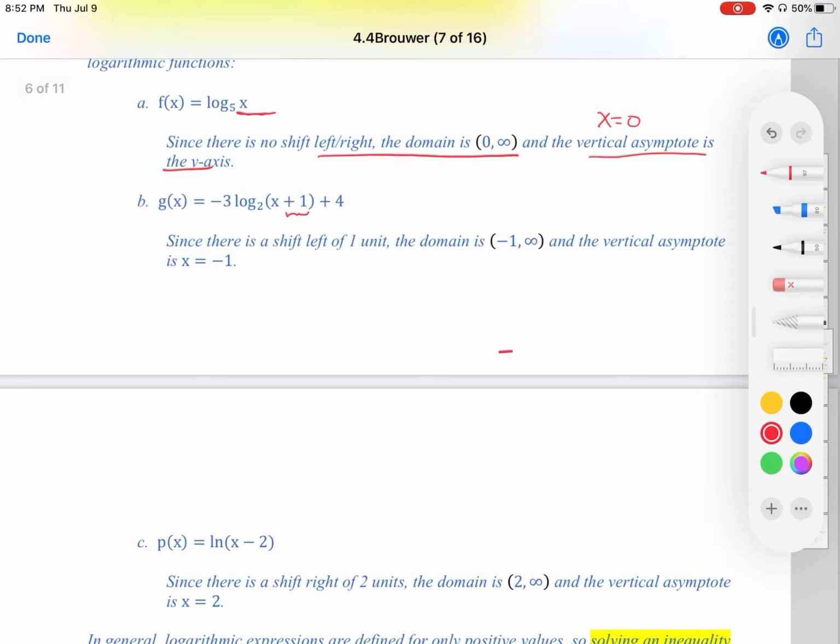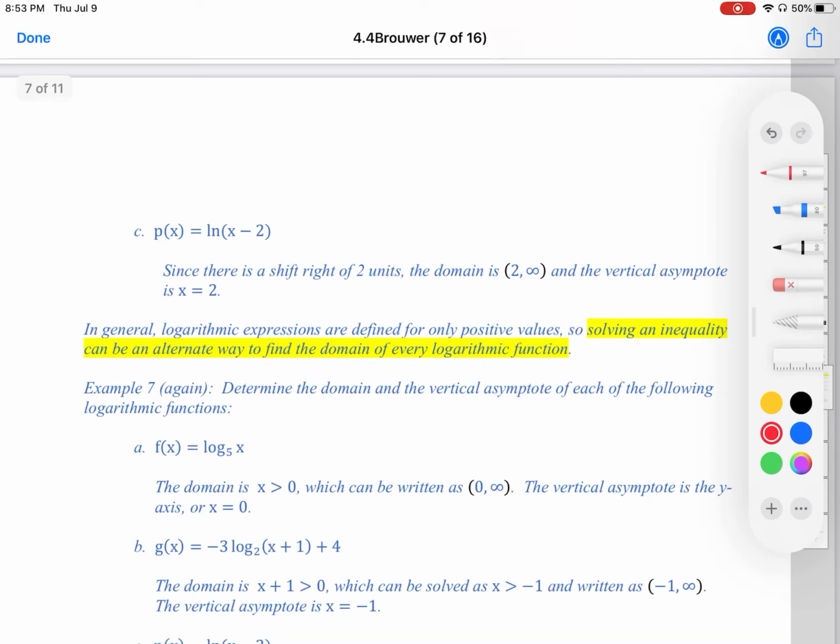Here we see we have a plus 1. So remember, it has the opposite direction, so this shifts everything to the left 1. So now I have a vertical asymptote at x equals negative 1, and therefore our domain is negative 1 to infinity. For ln, which is still a log, I have a minus 2, so it shifts to the right 2. So we have a vertical asymptote at x equals positive 2, and therefore our domain is 2 to infinity. In general, logarithmic expressions are defined for only positive values.